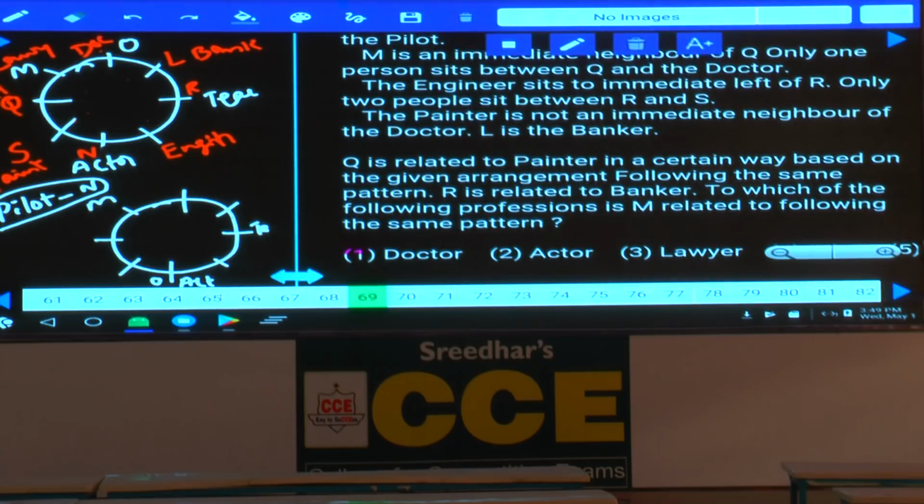Then question number 69. Q is related to painter, which means Q is to the immediate left of the painter. Following the same pattern, R is related to the banker: R is to the immediate left of the banker. To which of the following professions is M related? M is to the immediate left of whom? Pilot. That is choice 4.